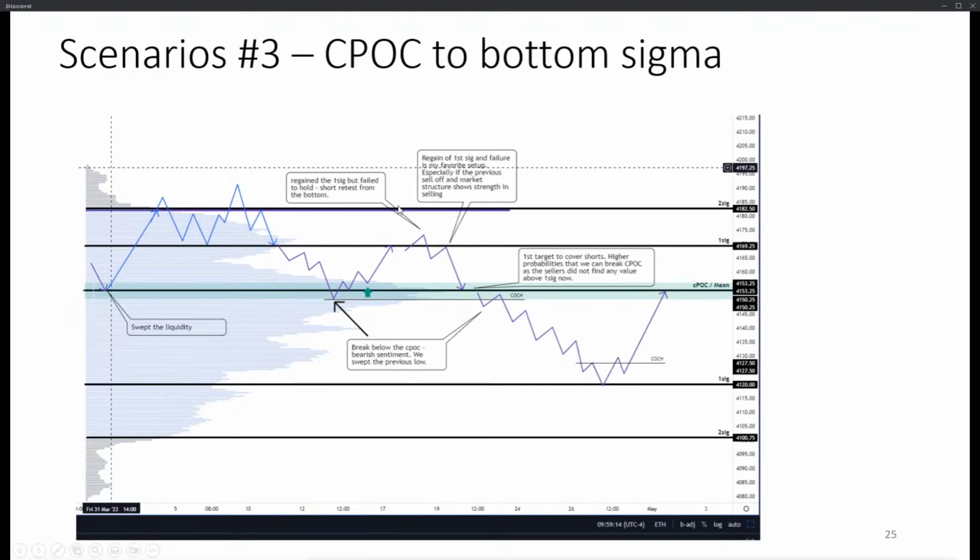Also, make sure you pay attention if there are shelves that are fairly large in between POC and Sigma. Remember, between first Sigma and POC, that's 68% of the volume. You might have some shelves that are fairly large. It doesn't mean it's going from first sig to POC directly. It could stop at this gap protection. So you have to be aware of those things.